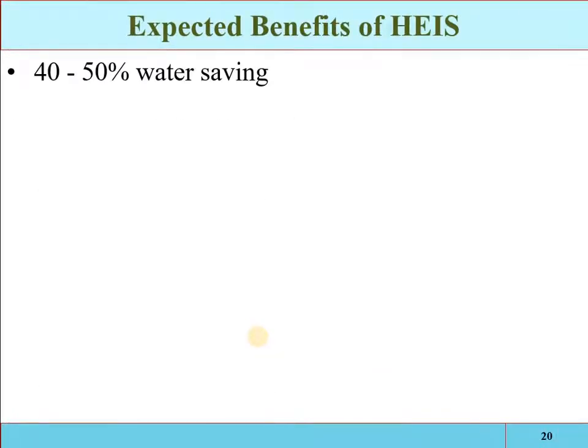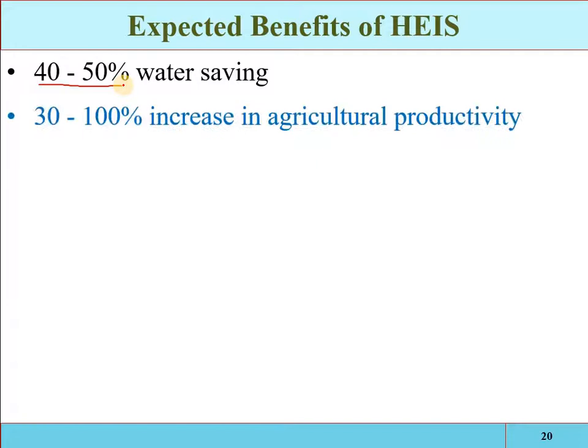Okay. Now you can see what the expected benefits of these two high efficiency irrigation systems are. So almost 40 to 50% of the water is saved as compared to those surface irrigation systems, because the losses are reduced and the water is conserved. 30 to 100% increase in the agricultural productivity. Okay, meaning if the right amount of water is available at the right time and in the right place, automatically the productivity will be improved.